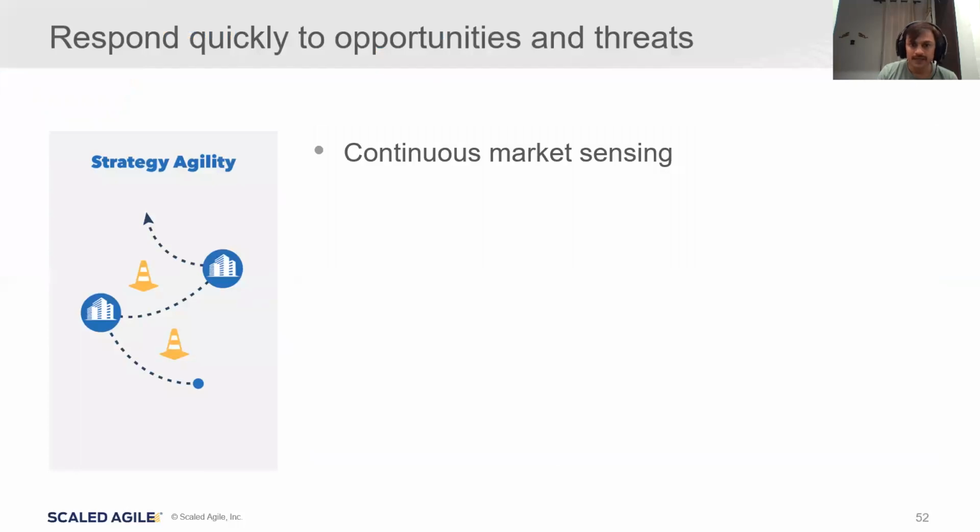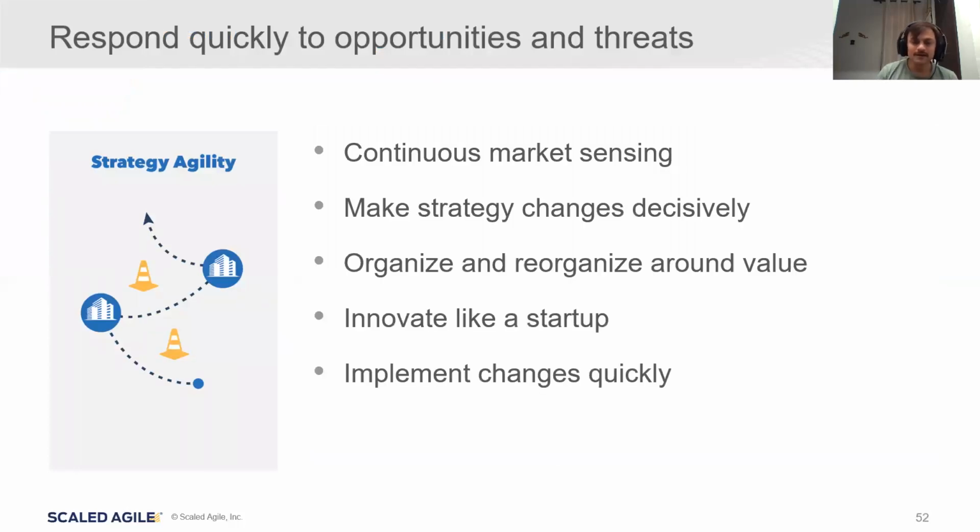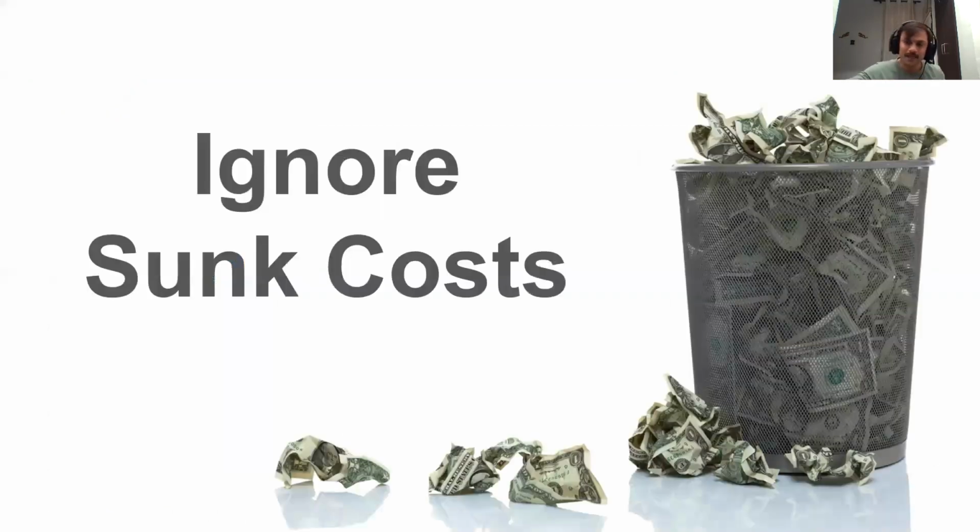Now, the idea here is, as I spoke about strategic agility, continuously sensing the market, making strategic changes as needed, organizing and reorganizing around value as new value streams start emerging. So keep experimenting in a new space. Have some entrepreneurial and startup culture in the organization. And whenever you see the market trend and the market is changing, you have the capacity to implement changes quickly. And you ignore the sunk cost. Now, what does it mean?